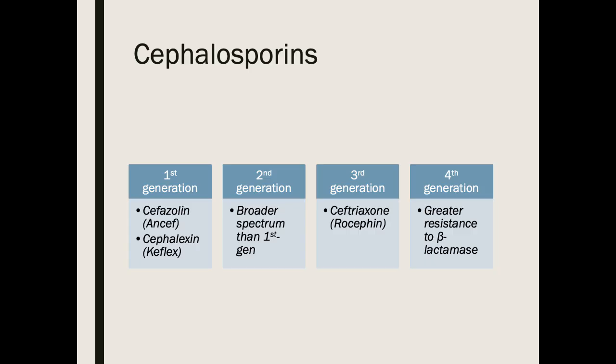As we get into subsequent generations, the second, third, fourth, they get broader in spectrum, which is really important. So our Ancef, our Keflex, are a little bit narrower in spectrum than our later ones, like Rocephin. You'll see Rocephin, especially in the hospital, being given. And as we get to those fourth generation cephalosporins, there is a much larger resistance to beta lactamase.